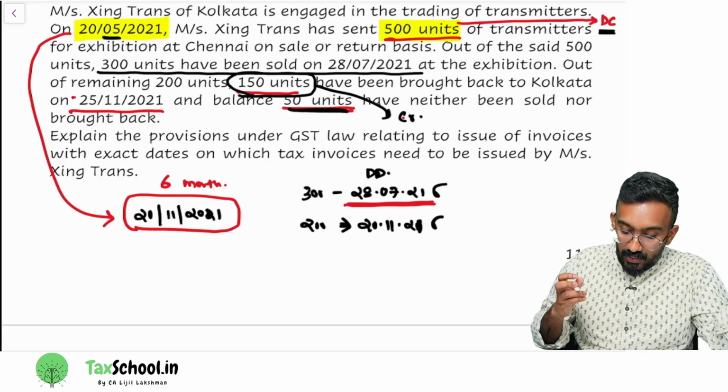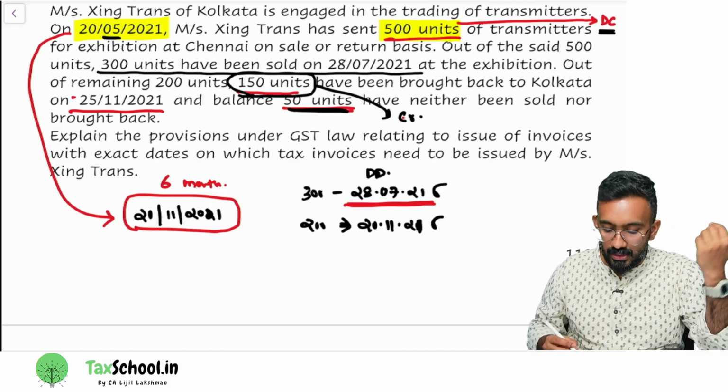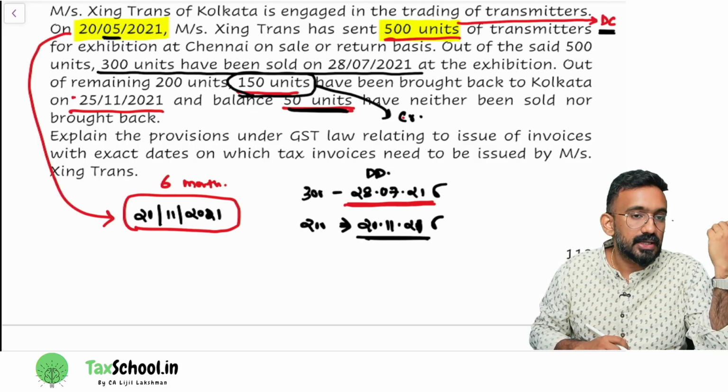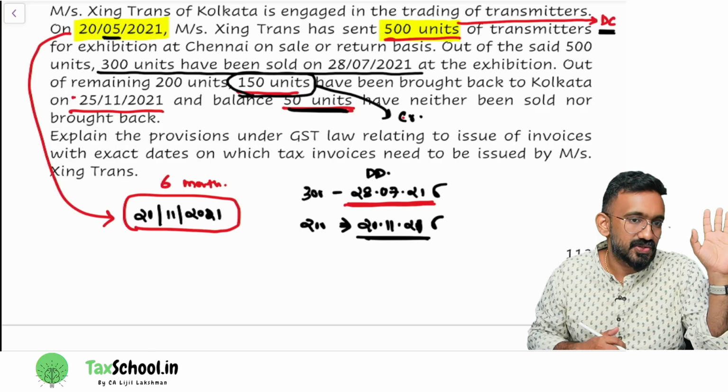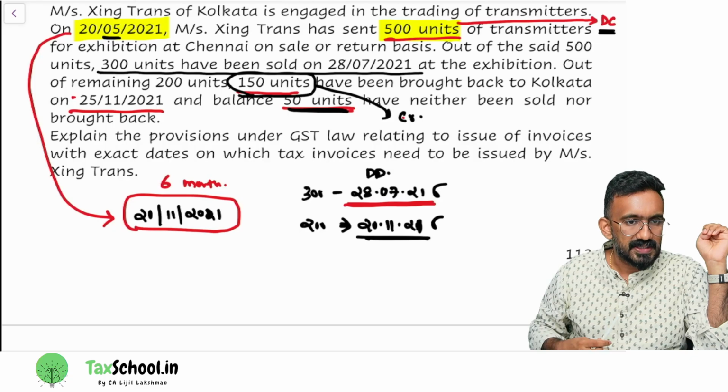Now, what if these 50 units are sold after some time? Should I issue an invoice again? No, my due date would be 25/11/2021. I don't have to pay taxes again. So this is the understanding that you should have. A question like this can come into your examination. Is it clear, all of you?